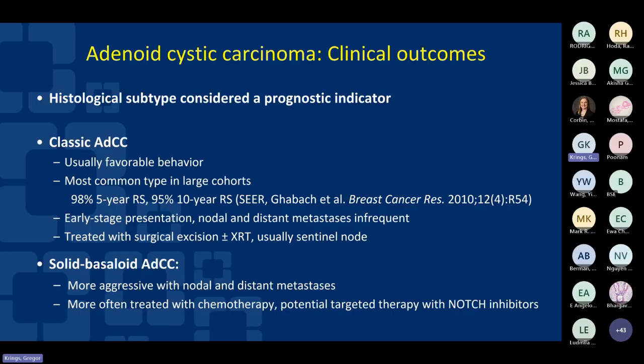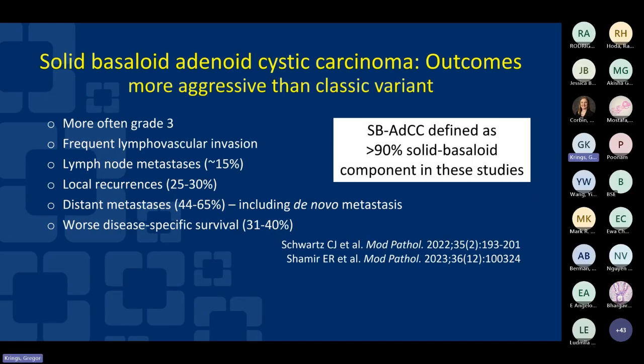And given the high frequency of Notch pathway aberrations, patients can also be, in trials, potential candidates for targeted therapies with Notch inhibitors, which have been used in the head and neck adenoid cystic carcinomas, especially those aggressive tumors with solid growth pattern. This is some data from two studies looking at solid basaloid adenoid cystic carcinomas, defined as at least 90% of the tumors showing solid basaloid morphology.